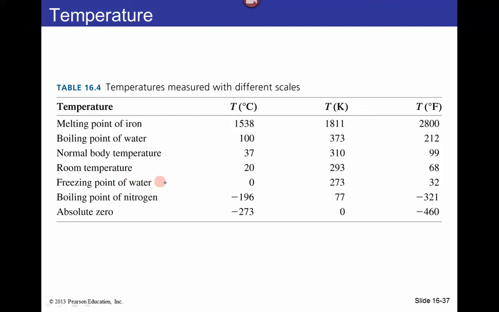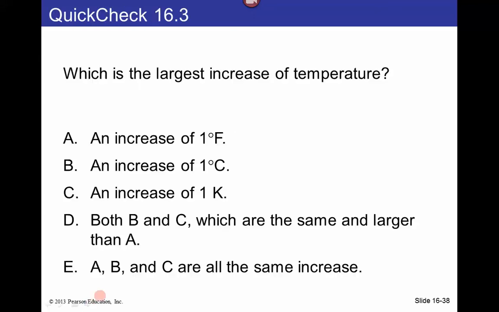For instance, the freezing point of water is 0 in Celsius, 273 in Kelvin, and 32 in Fahrenheit. The normal body temperature is 37 in Celsius, 310 in Kelvin, and 99 in Fahrenheit. The boiling point of water is 100 in Celsius, 373 in Kelvin, and 212 in Fahrenheit. And the melting point of iron, you can see that it's very high here. And the absolute zero, this is another important one, is minus 273 in Celsius, 0 in Kelvin, and minus 460 in Fahrenheit.